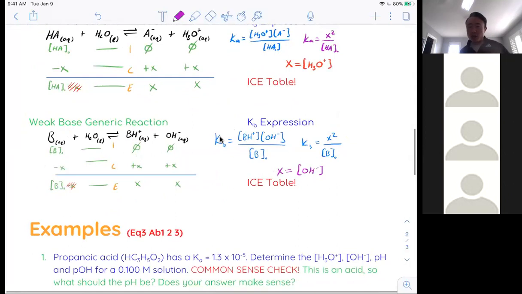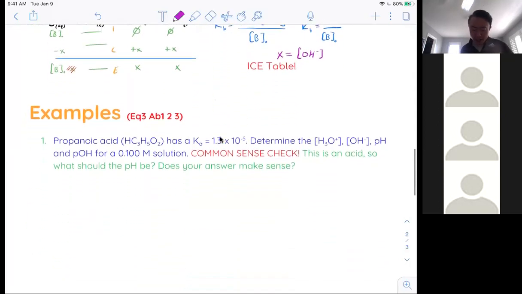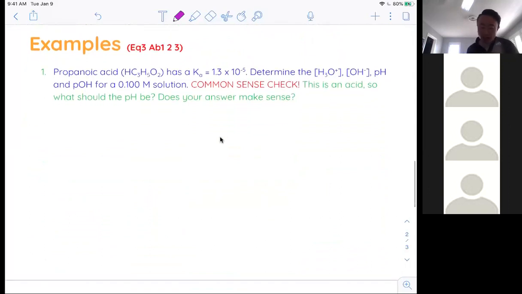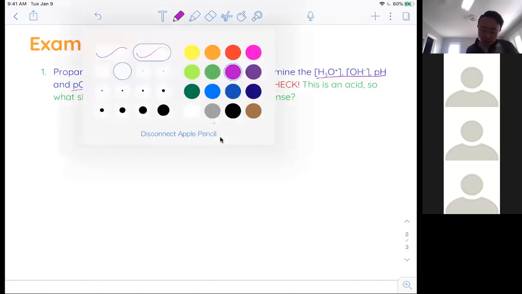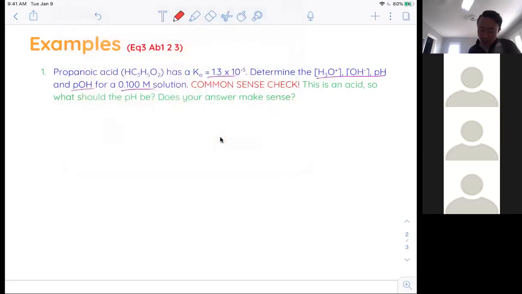All right, let's do one practice question together, and then I'm going to be done and out of your way soon, okay? For the one practice question down below, we're going to start with propanoic acid, this crazy HC3H5O2 compound, which has a Ka of 1.3. We have to find all these things, from H3O plus and pOH, of a 0.100 solution. So first we're going to solve for the actual X in this question by writing out the reaction. I'm going to jot down the reaction here.